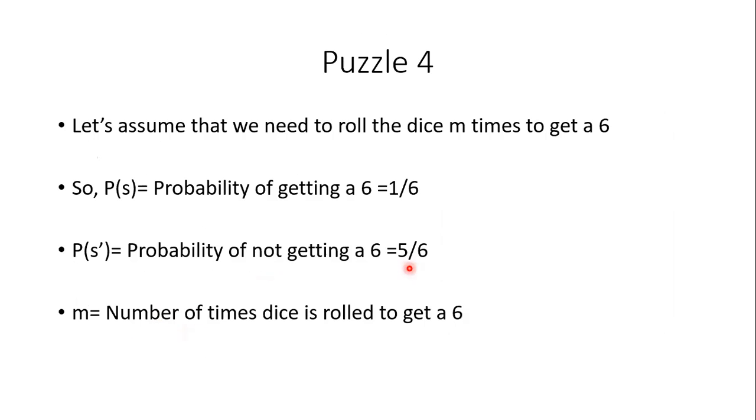To get the solution, let's assume that we need to roll the dice m times to get a 6. The probability of getting a 6, denoted by P(S), is 1 divided by 6, and the probability of not getting a 6, denoted by P(S bar), is 5 divided by 6, and m is the number of times the dice is rolled to get a 6.